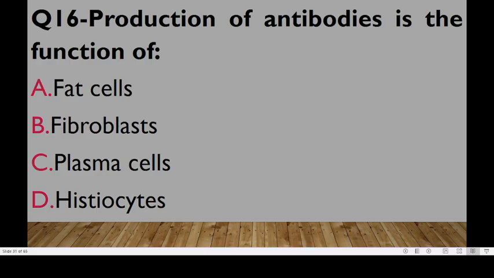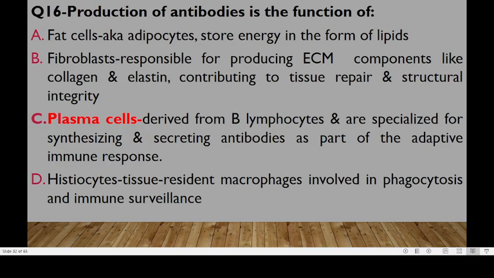Production of antibodies is the function of, well, plasma cells. Plasma cells are normally derived from B lymphocytes and are specialized for synthesizing and secreting antibodies as part of the adaptive response. We also have the other options like fat cells. Of course, fat cells are also referred to as adipocytes. They store energy in the form of lipids and are not involved in the production of antibodies.